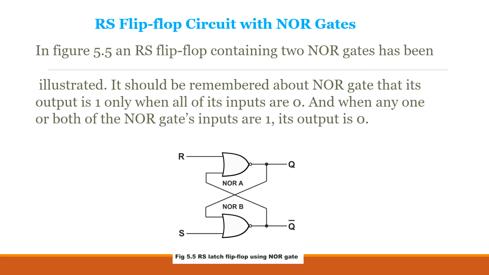RS flip-flop circuit with NOR gates. As we said before, an RS flip-flop can be constructed with two types of gates. In figure 5.5, an RS flip-flop containing two NOR gates has been illustrated. It should be recalled about a NOR gate that its output is 1 only when all of its inputs are 0, and when any one or both of the NOR gate's inputs are 1, its output is 0.